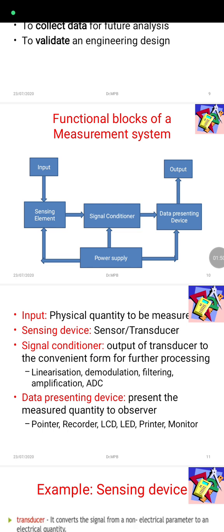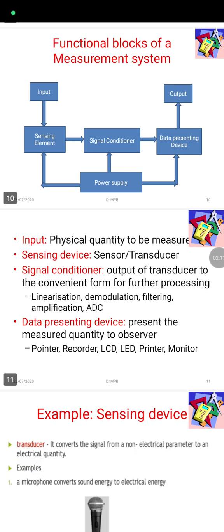Input here is the physical quantity to be measured, for example flow, level, temperature, pressure, any other physical quantity which can be measured, and it is given to the sensing element. Here the sensing element is a sensor or transducer. The sensor or transducer senses the physical quantity and that output is directly given to the signal conditioner.